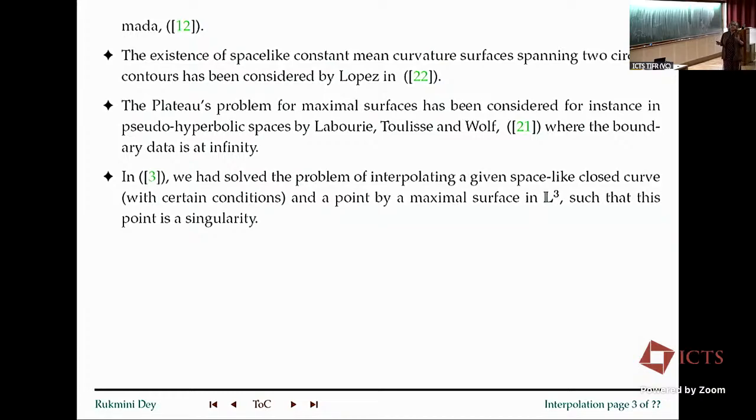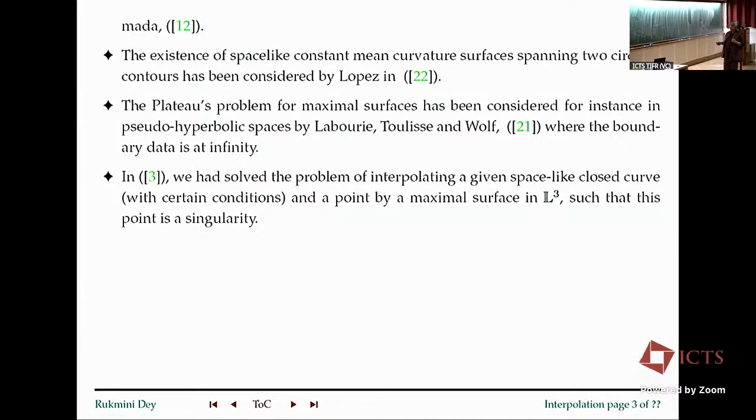The existence of space-like constant mean curvature surfaces spanning two circular contours has been considered by Lopez. Again, specific examples. And Plateau's problem for maximal surfaces has been considered, for instance, in what you saw a lot, the maximal surfaces or CMC surfaces in pseudo-hyperbolic spaces. You saw a lot of these examples. This work was done by Labourie, Toulisse, and Wolf, where the boundary data is at infinity. So coming back to our problem, we have done it for maximal and minimal surfaces to begin with, and then Born-Infeld solitons and so on.